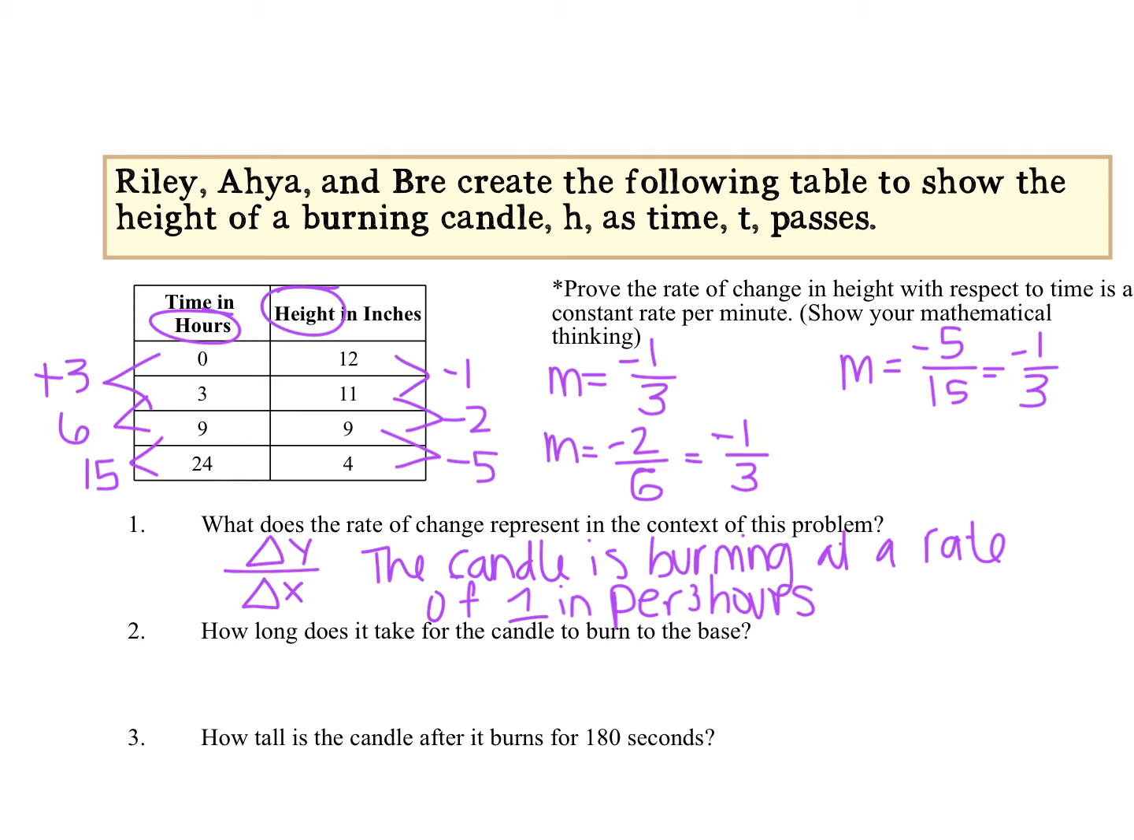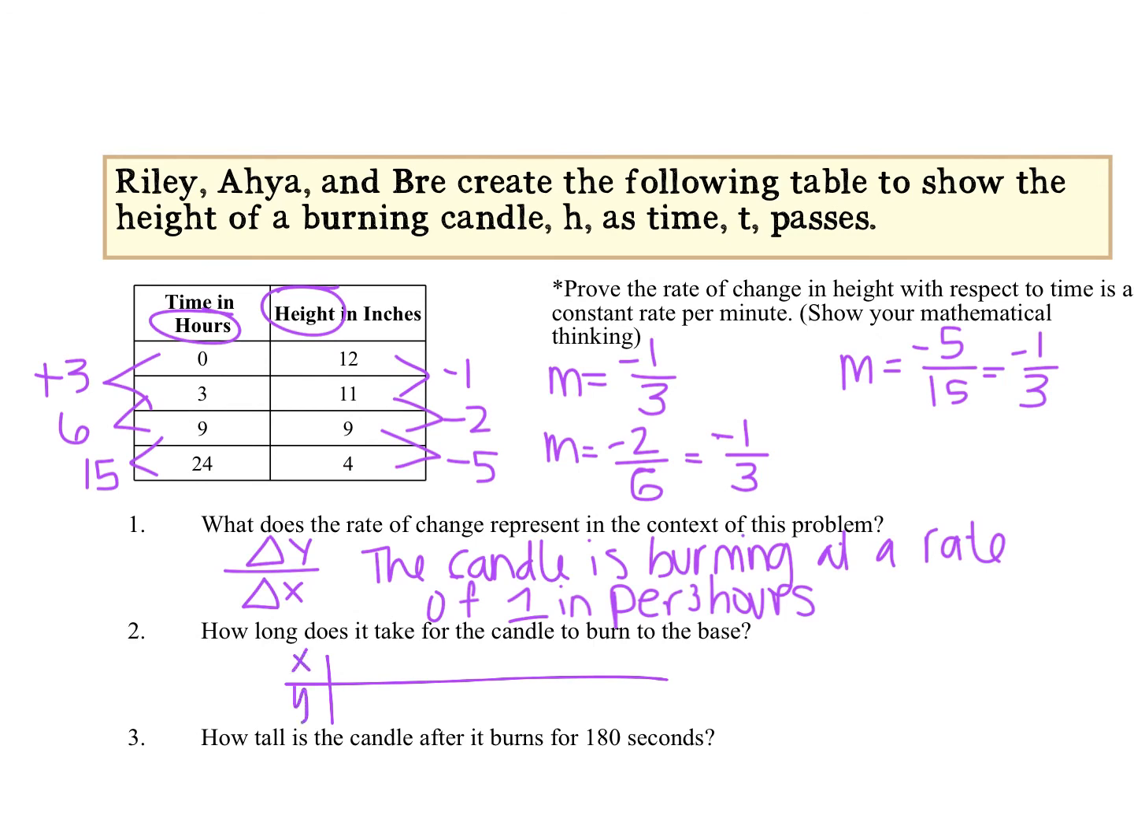All right, so if I'm looking for how long, so I'm looking for the x value, because how long is measuring time, does it take for the candle to burn to the base? So I notice that it's going down at a rate of 1 inch per 3 hours. So I need to figure out if it's 4 inches tall at 24 hours, I just need to continue that pattern until I get to when the height is 0. So I'm just going to continue this table. And so I know I'm going down 1 every 3 hours.